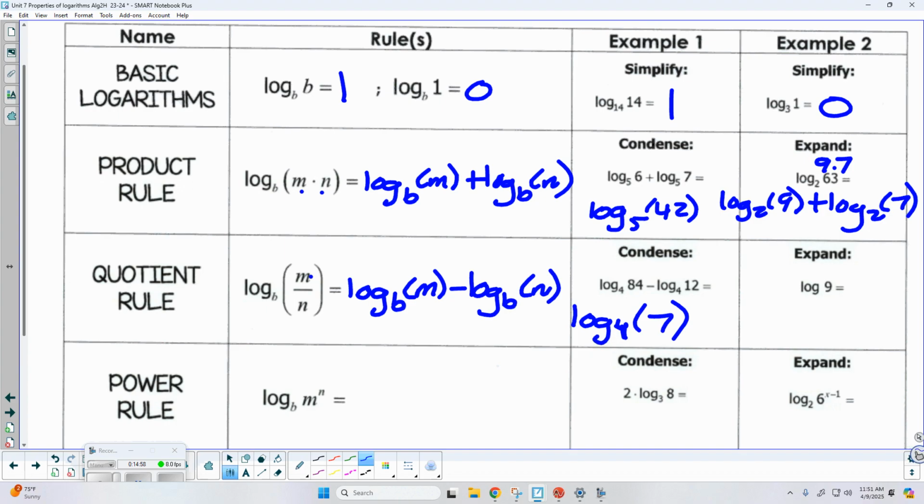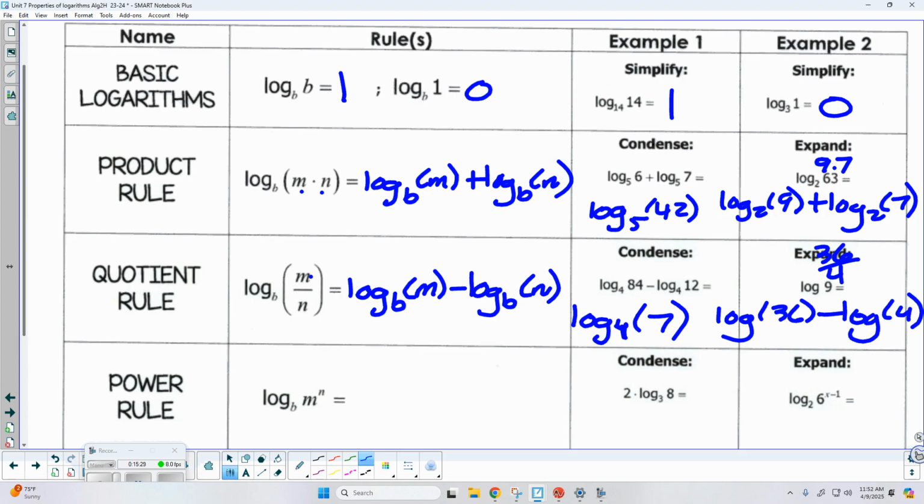And then log of 9. So I just need 2 numbers that would divide to give me 9. What's that? 36 and 4? Okay. So let's say 36 divided by 4. So this would be log of 36 minus log of 4. There you go. Anybody who's confused? Anybody lost?